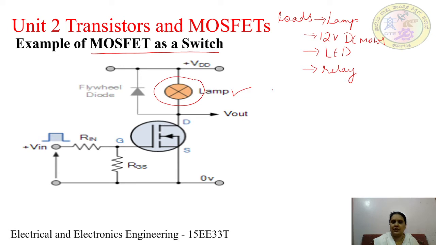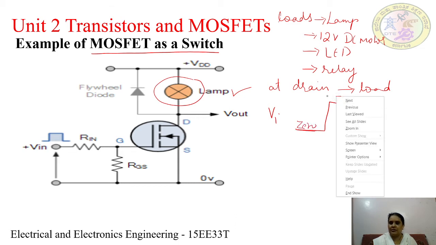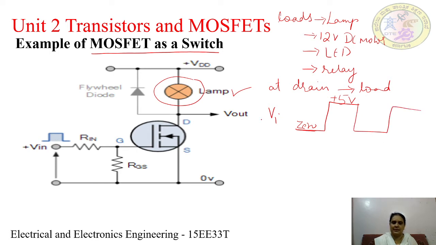Usually at the drain, we connect the loads because the drain is the output side. The output current is flowing from drain to source. So at the drain, we are connecting the load. Now look at the input. The input is a pulse of this type. In this case, Vi is 0. In the next case, Vi is plus 5 volts. Again, it is repeating 0, plus 5 volts, etc.